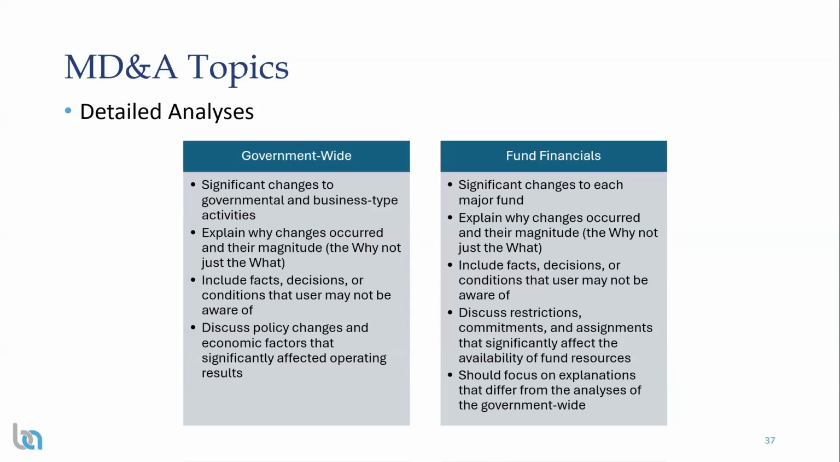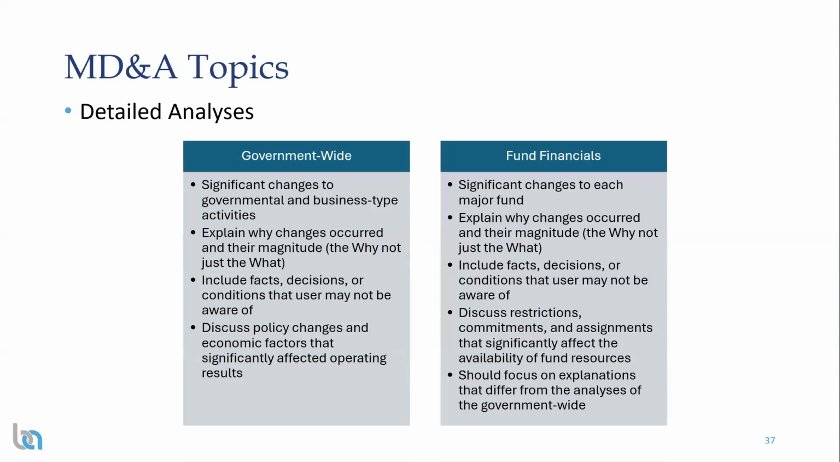So, you know, you may have a general fund that has $100 million fund balance, but if you have all these restrictions and commitments to fund balance, you want to discuss that, saying that, yeah, there's not a whole lot available. It's already committed and restricted for other purposes.